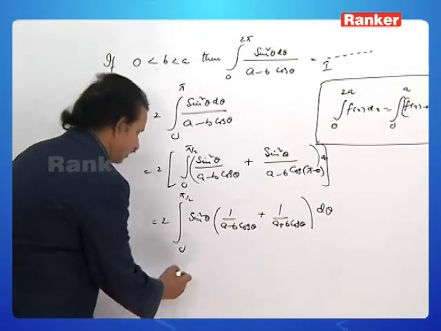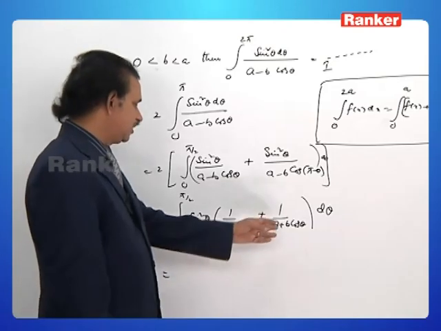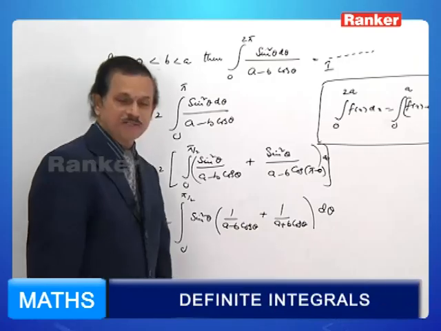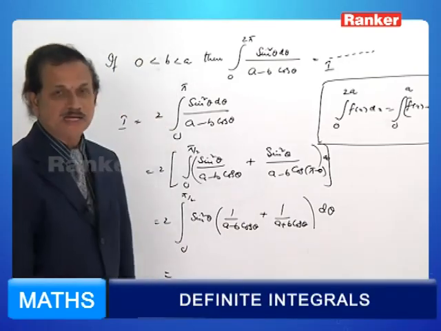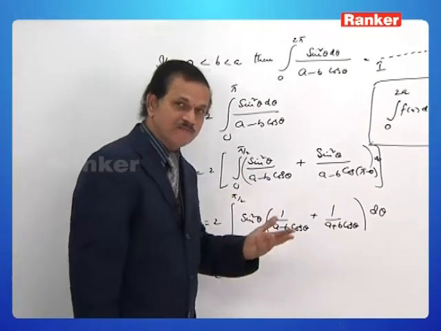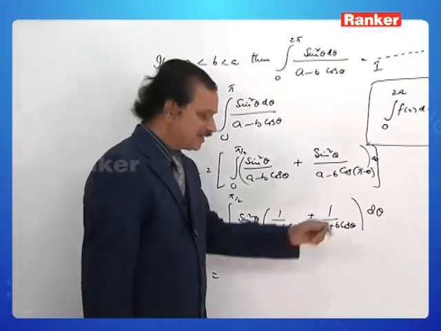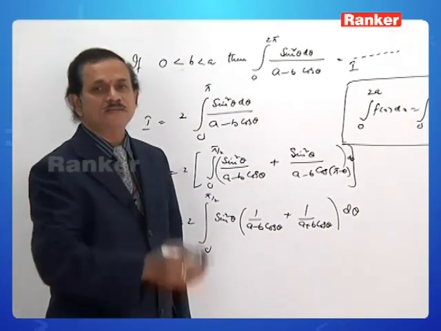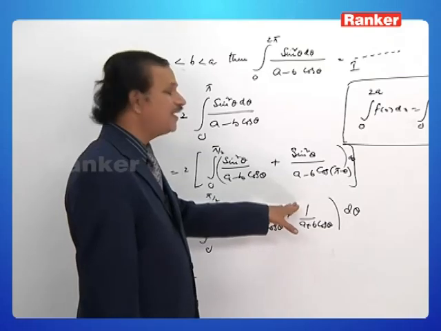Okay, this is equal to, imagine the expression inside the brackets. (a minus b cos theta) into (a plus b cos theta) is nothing but a square minus b square cos square theta. What happens to the numerator? a plus b cos theta plus a minus b cos theta: b cos theta and b cos theta go away, leaving you only 2a.